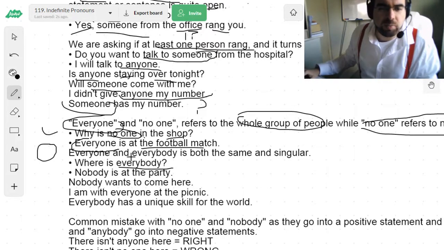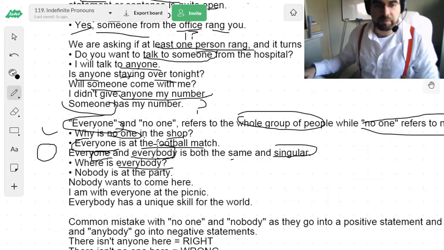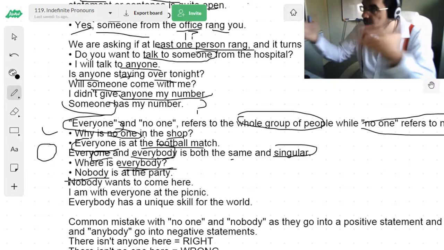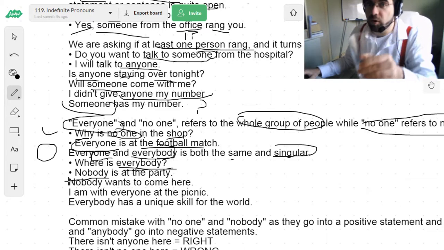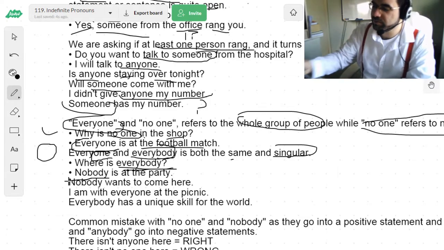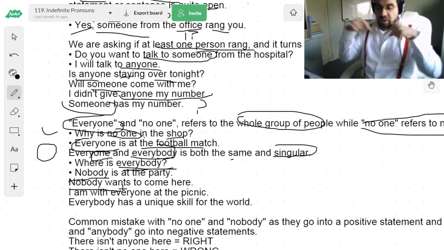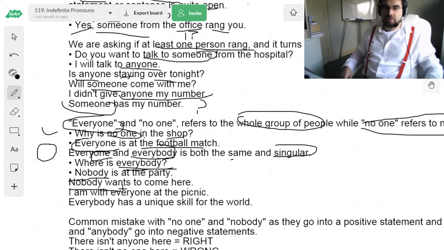Everyone and everybody are both singular. Everyone, everybody. Where is everybody? Nobody's here. Where is everyone? Everyone's gone to the pub to watch the football. Nobody wants to come here. Nobody wants to come to this barber's.